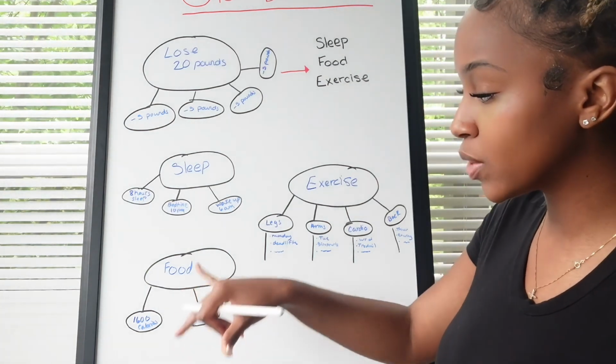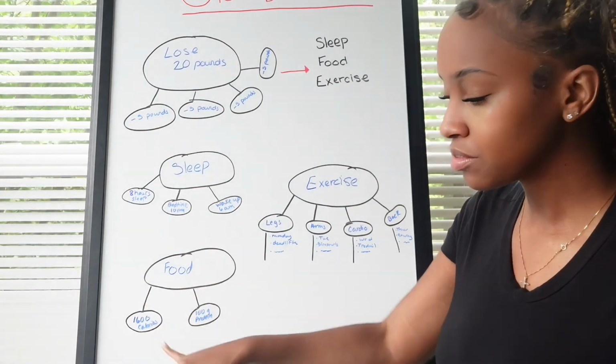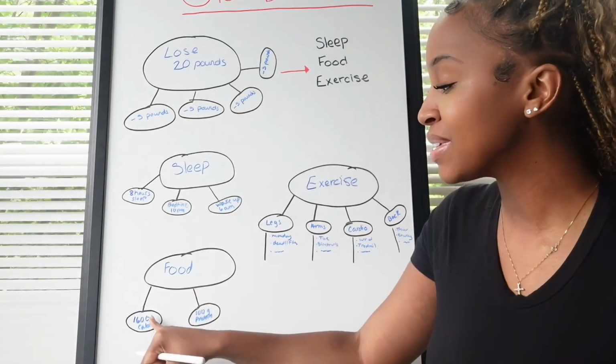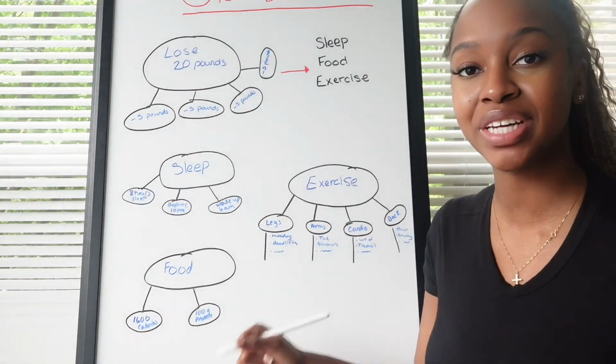Now, the next one is food. For this one, right? We're trying to lose weight. I put up just a fake hypothetical number. Let's say you have to eat 1,600 calories a day.